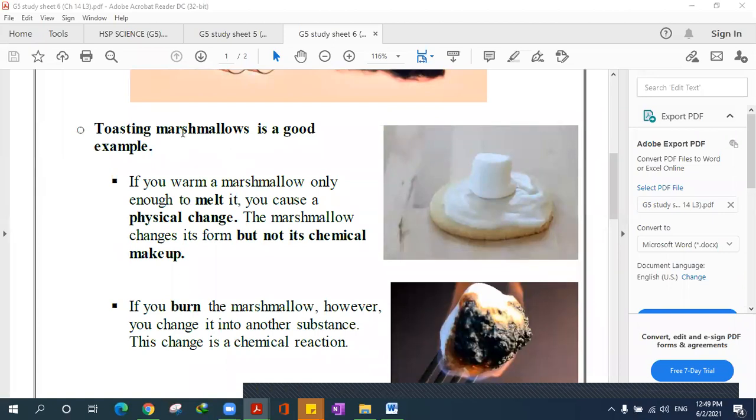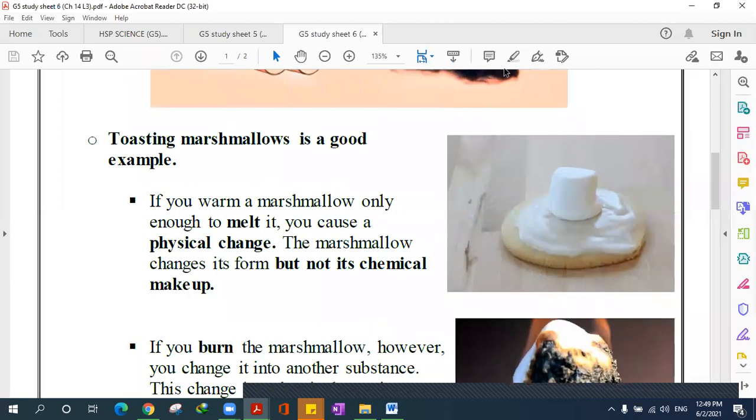Here we have toasting marshmallow as a good example. For example, if you warm a marshmallow only enough to melt it, can you guys see the picture here? It's so yummy, right? Yes. So you're melting the marshmallow, but you're not burning it. This is very important to know the difference. We're melting it, but we're not causing it to burn. So that means it's still a physical change because it's still marshmallow, but it's just melted.